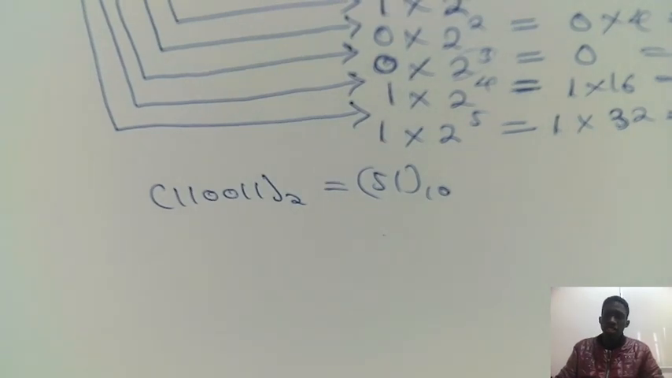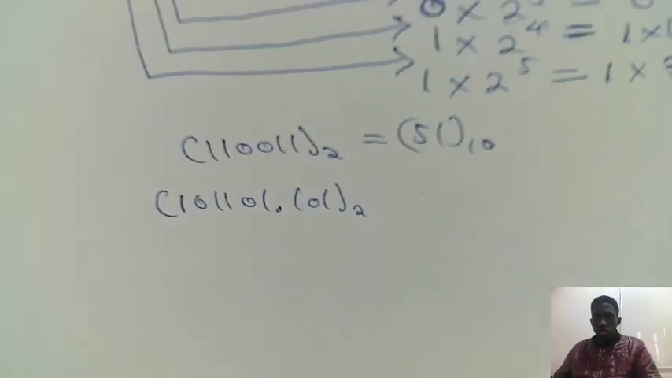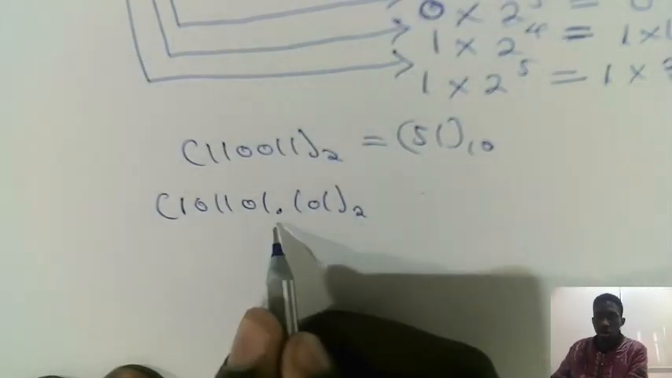So let's move on to the next example. What we have is convert 101.101 in base 2 to a number in base 10. So I'm just going to write that down: 101.101 in base 2. We seek to convert this number to a number in base 10.